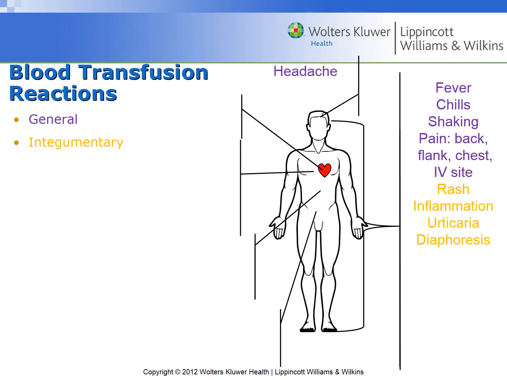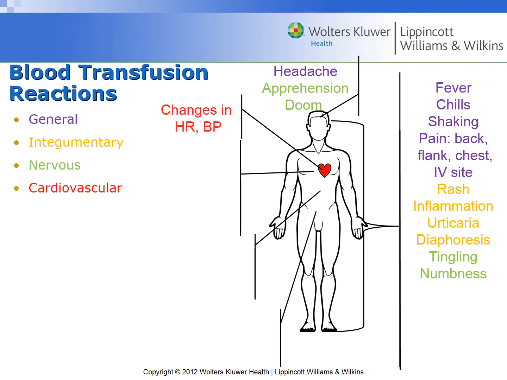Integumentary: rash, inflammation, hives, and sweating. Again, sounds an awful lot like an immune response. Apprehension and doom, tingling and numbness. Changes in heart rate and blood pressure. Blood pressure is likely to tank as the patient goes through anaphylaxis and into anaphylactic shock. Heart rate will increase, trying to keep up with the metabolic demands of the body and increase the cardiac output.